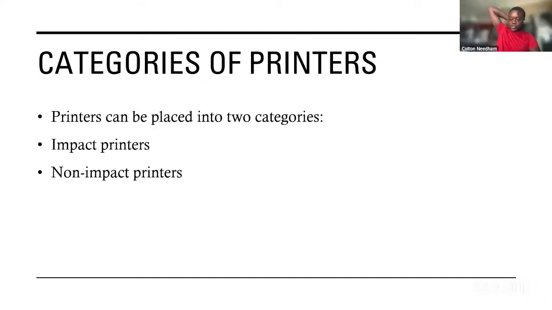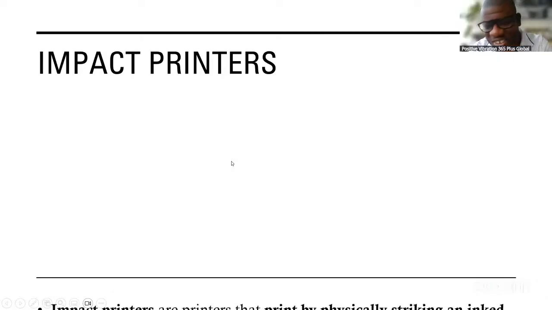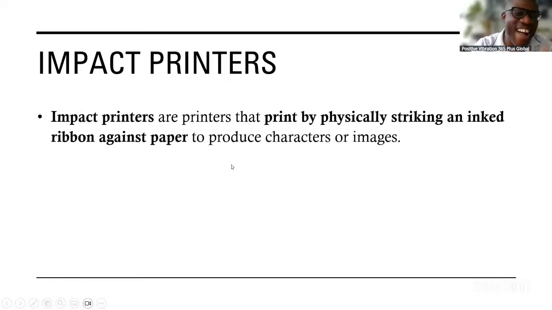Non-impact printers would include lasers. They don't make contact with the paper. And impact printers, I don't remember what it's called, but it almost goes onto the paper, touches the paper. Right. Awesome. So that's the basic difference between the categories. All right, Colton, so good.